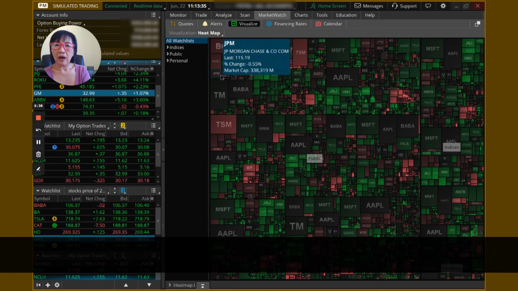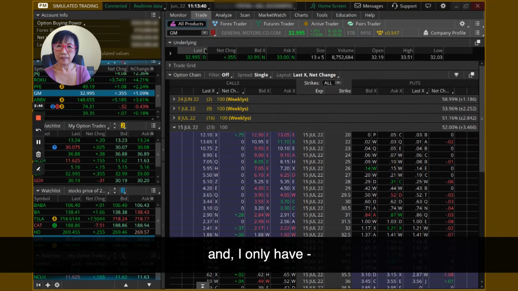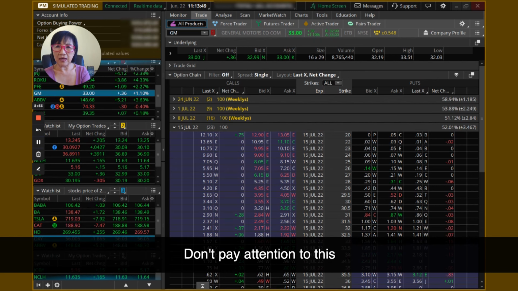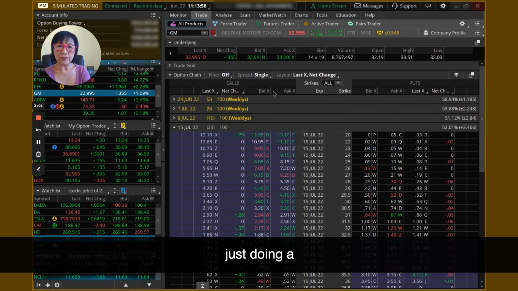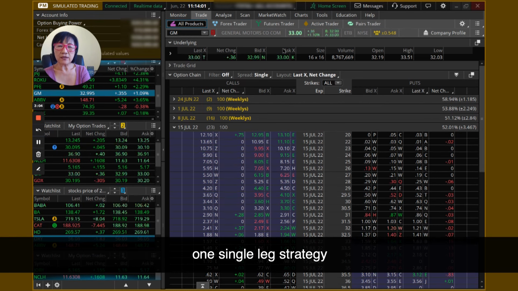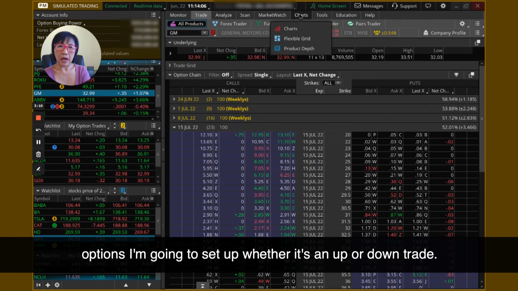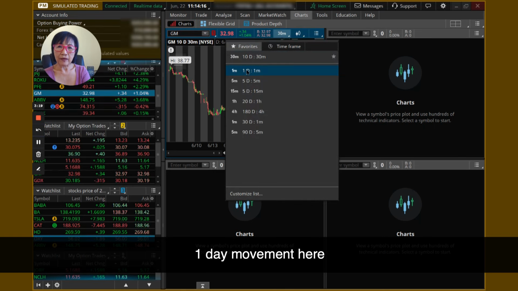All right, so let's look at GM, for example. Like I said, pretend I only have $350 in my option buying power. Don't pay attention to this, just strictly $350, which is less than $500, obviously. I will set up an option trade using just a single leg strategy, and I'm going to decide whether it's an up or down trade. So I'll look at the 1 day movement here.